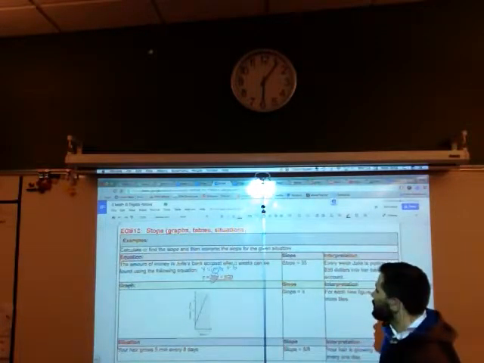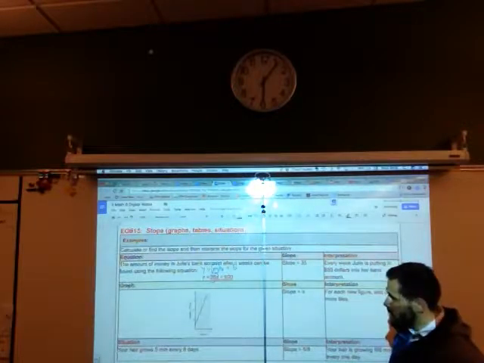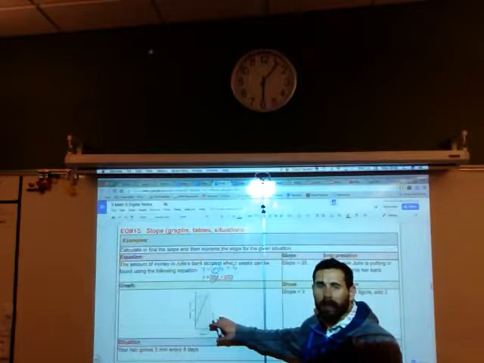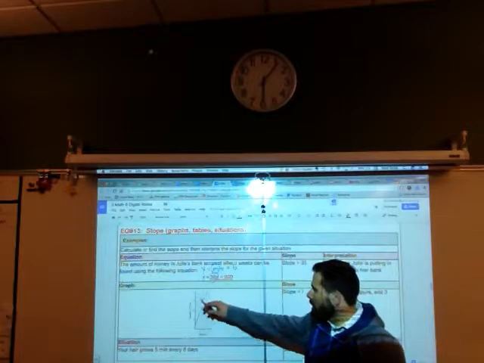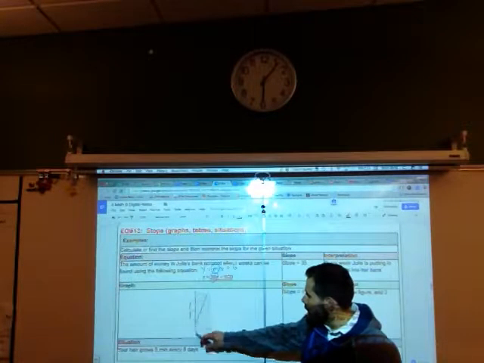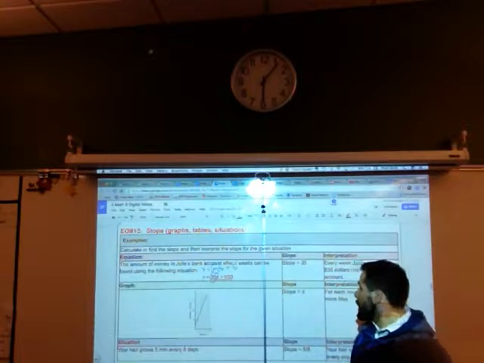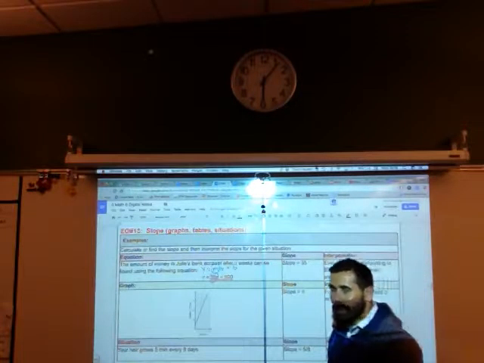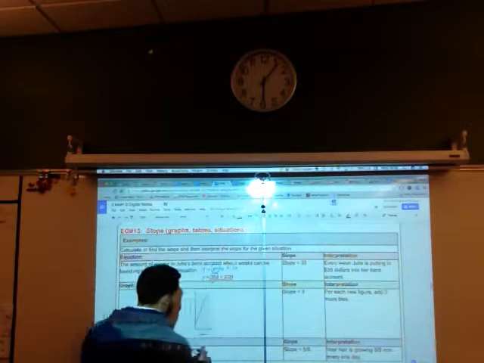Graph. If I'm given a graph, you guys might not be able to see it, but look on the Google Doc. You'll be able to see it there. Number of tiles is going here on the y. The figure number is going on the x. The slope is a 3. When I have a graph, I'm going to use a slope triangle.